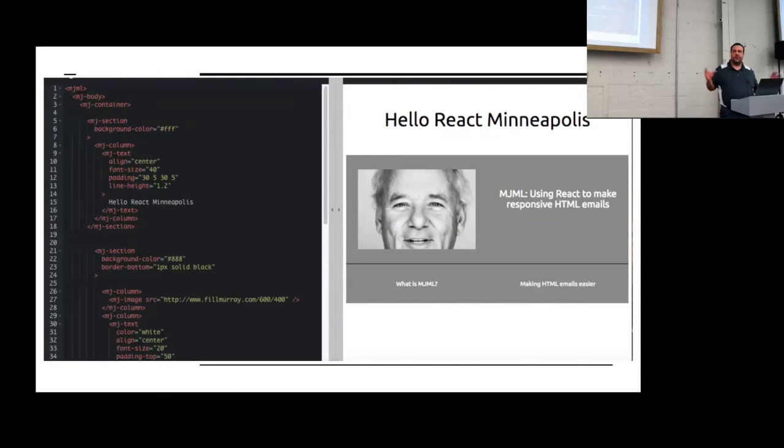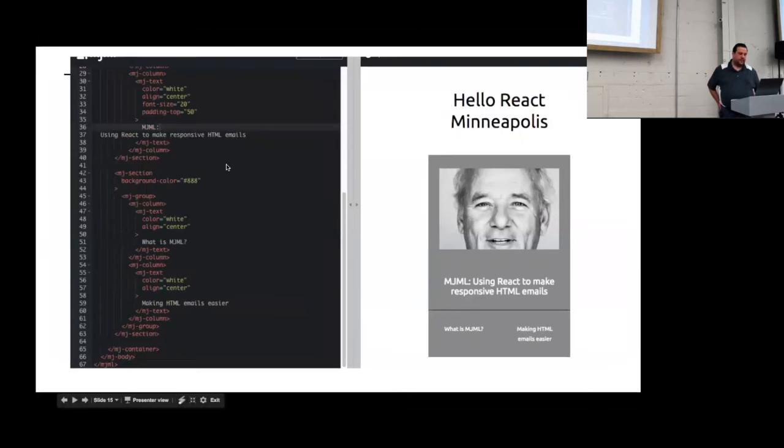Now I'd like to just show you a more structured example of MJML. Instead of having the one section, there are multiple sections. In our first section, we have a single column with some styling that says, "Hello, React Minneapolis." And our second, you can't really see it, I had to use a slide. The second section has two columns, and the first column is our image, and the second is our text. And this is the same thing in mobile mode.